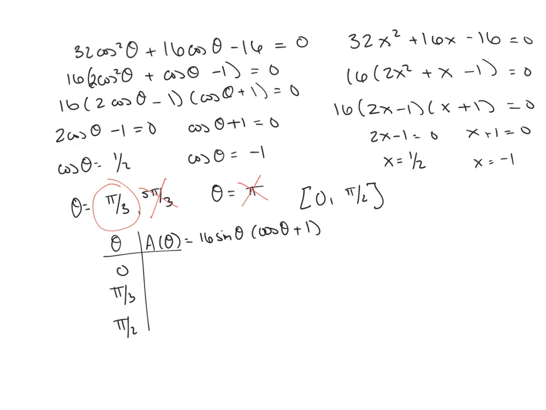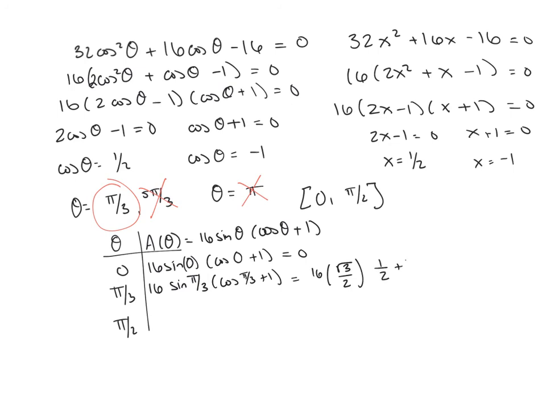All right, so let's plug in our critical values. We have 16 sine of 0 times cosine of 0 plus 1. Well, sine of 0 is 0, so this whole thing becomes 0. Let's take a look at pi over 3. 16 times sine of pi over 3 times cosine of pi over 3 plus 1. So sine of pi over 3 is my y value at pi over 3, so 16 times square root of 3 over 2. And my cosine of pi over 3 is 1/2, and that's going to be plus 1. So let's simplify this.